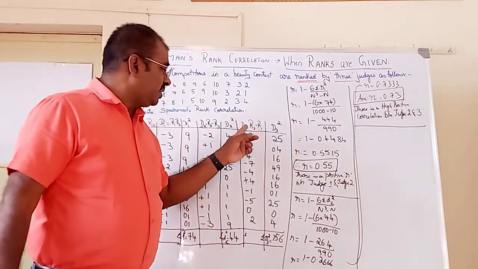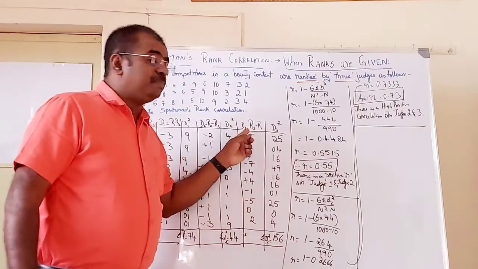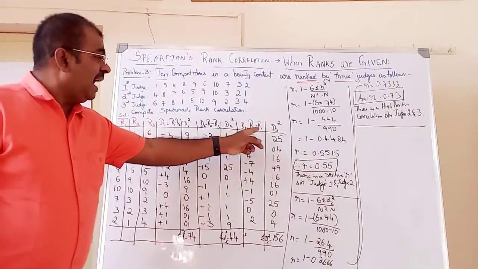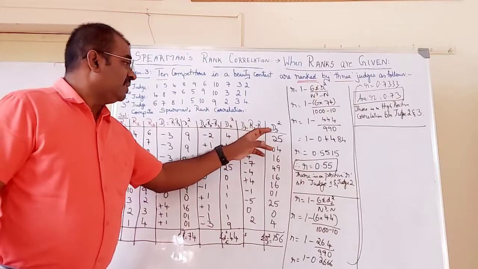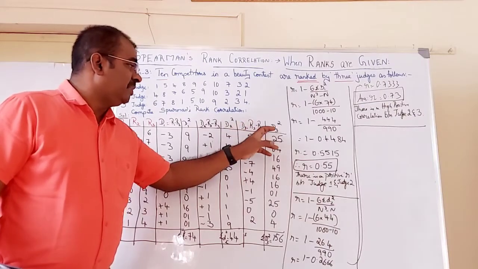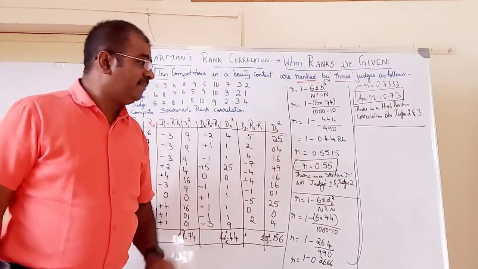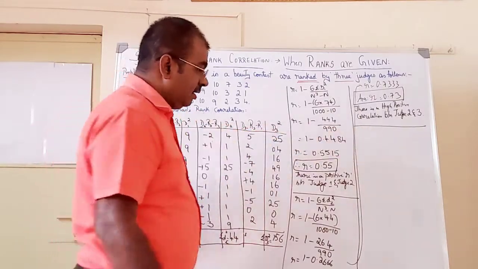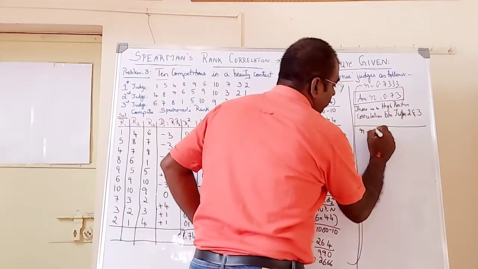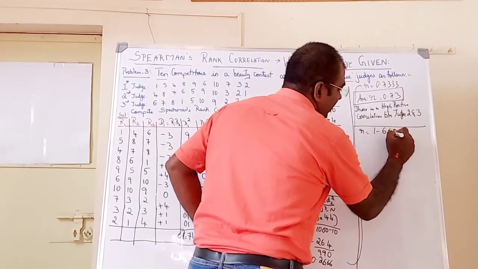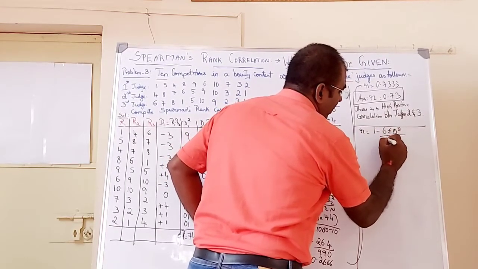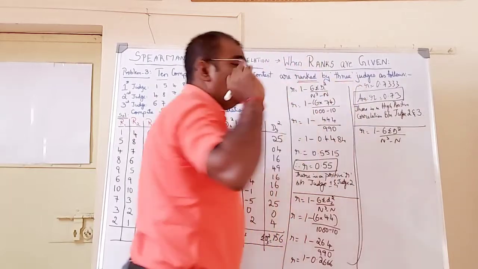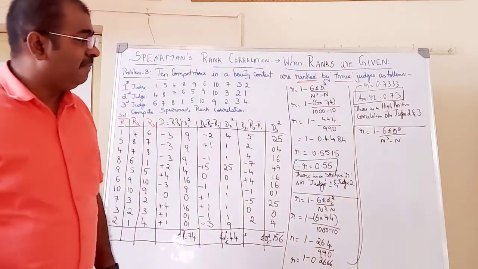So till now, we have again completed the first two steps. The first step was finding out the differences between judge 3 and judge 1. In the second step, we squared the differences between these two judges. And the third step is applying the formula. The formula again says R is equal to 1 minus 6 sigma d square divided by n cube minus n.